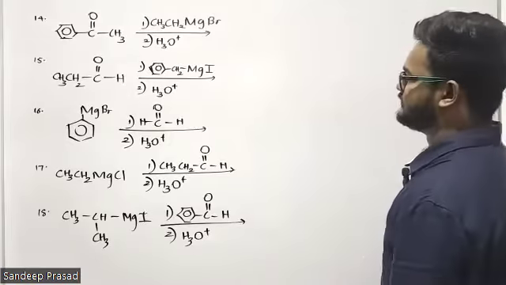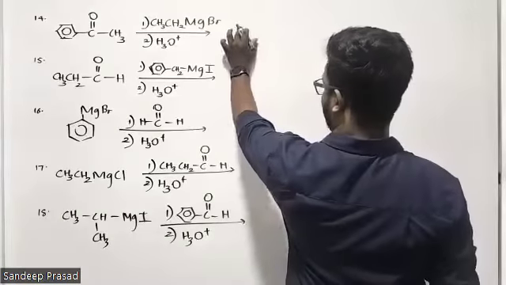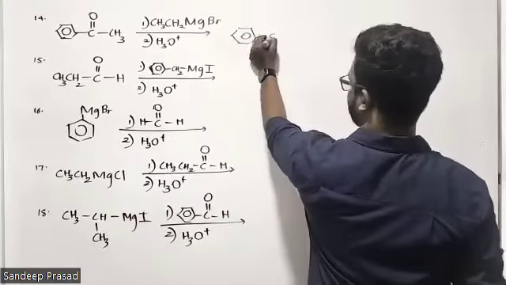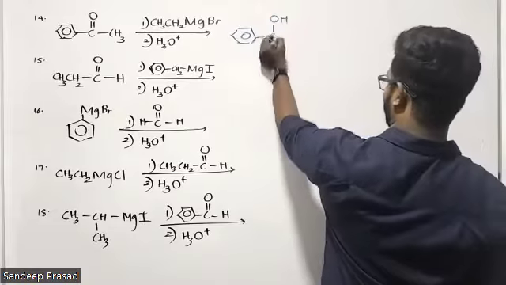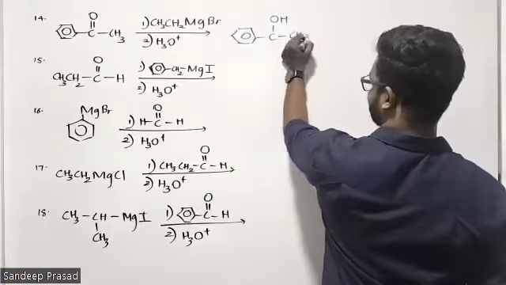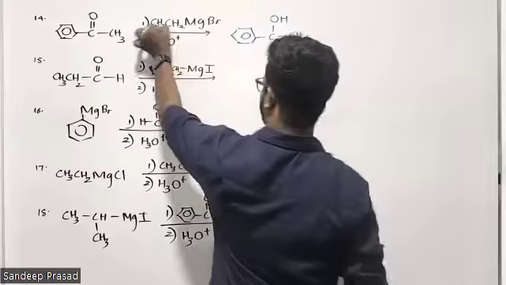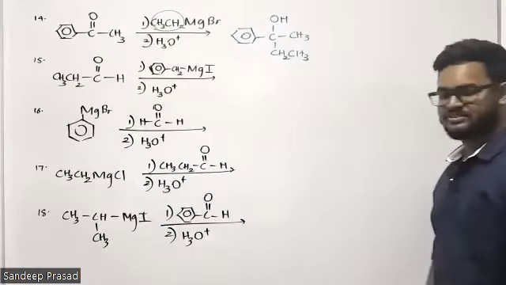Number 14. So we can say that the alkyl group is connecting to that carbonyl carbon. We can just write down this is OH, CH2, CH3. The alkyl group is connected to this carbon atom, and that carbonyl group converted to OH. That's it.